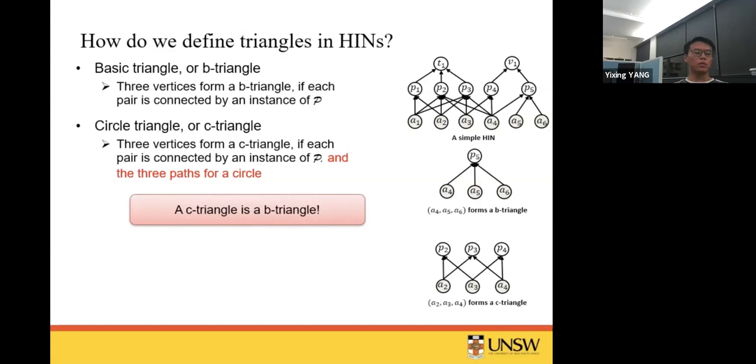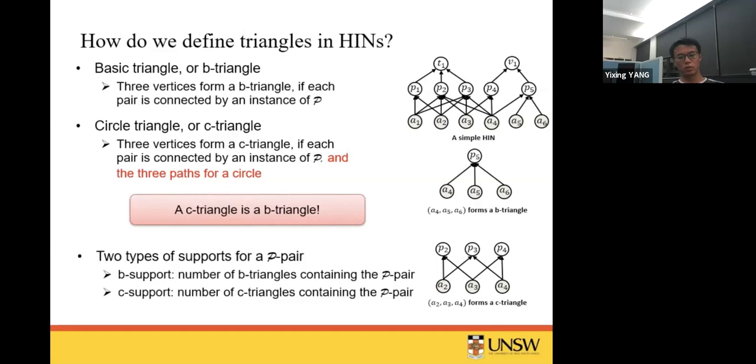After introducing the definition of triangles, let's see how we define support for a P pair in the HIN. Similar to the definition of triangles, there are two types of support. B support is the number of B triangles containing the P pair, and C support is the number of C triangles containing the P pair.